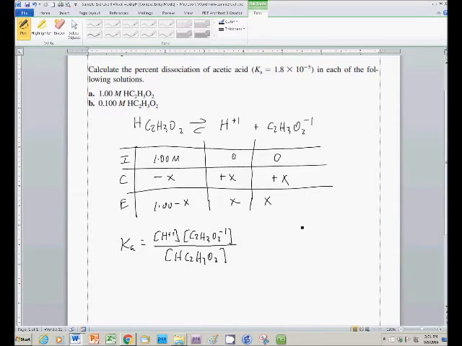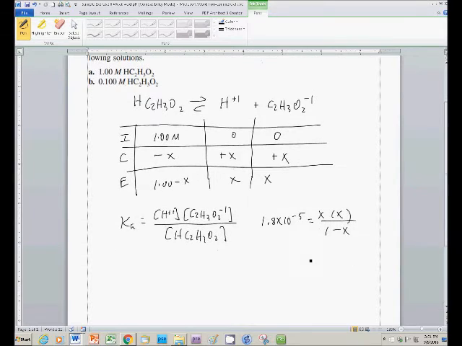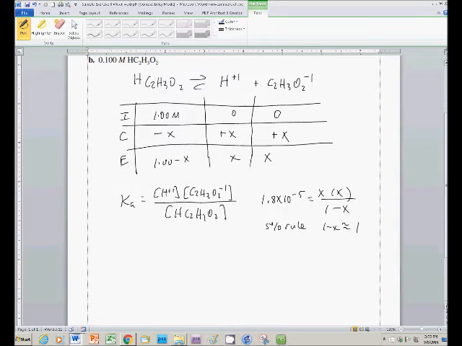And then we can substitute our values. Since we're given a value for Ka, we have our expression of X times X over 1 minus X, basically. Again, using the 5% rule, it should be clear that 1 minus X is about equal to 1, because this is going to have a very low amount of dissociation compared to that.